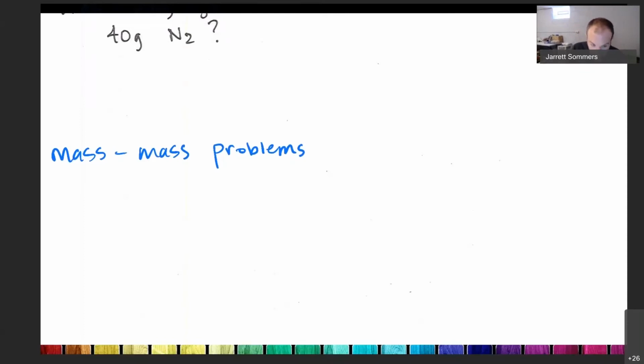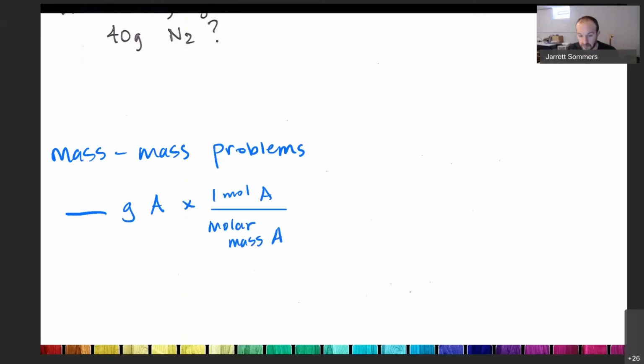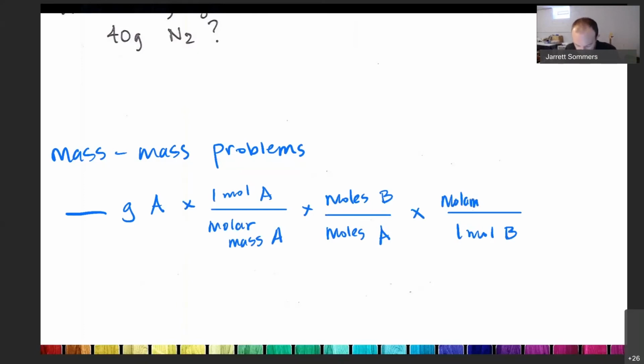You're given some grams of A in these problems. Again, each one of these looks exactly the same. You get 1 mole of A over the molar mass. Second step is the mole ratio step. Moles of B over moles of A. And the last step, you have 1 mole of B on bottom and the molar mass of B on top.